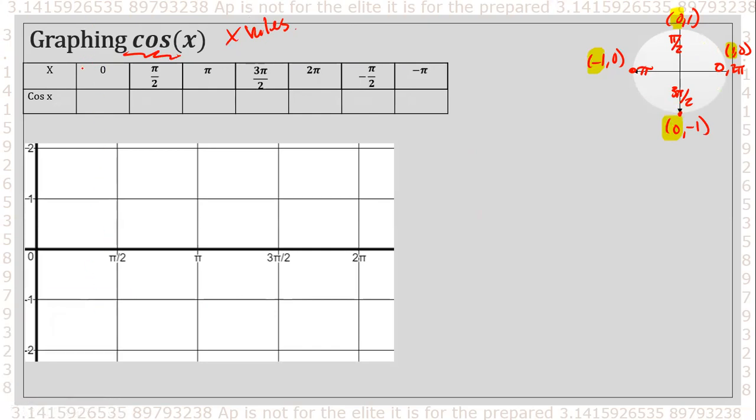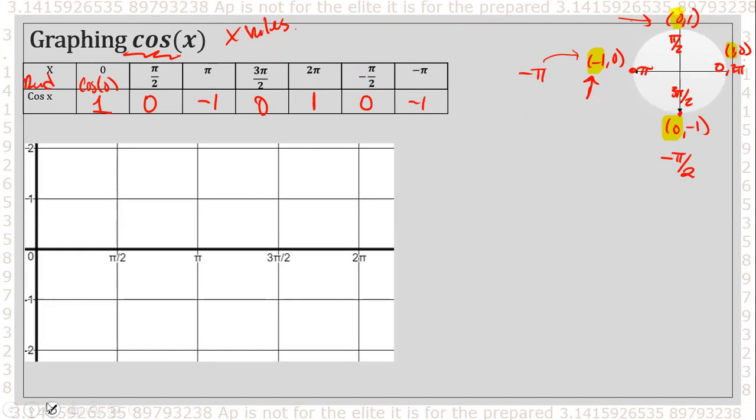At 0 radians, cosine of 0 gave me 1. At pi over 2, cosine of pi over 2, my x value was 0. At pi, I got -1. I'm just basing it off the x value. And then 0 once more, and then 2 pi gave me 1. Now keep in mind, we can also check this for negative angles, so -pi over 2 and negative pi. We can see that it's going to be 0, and for negative pi, it gave me -1.